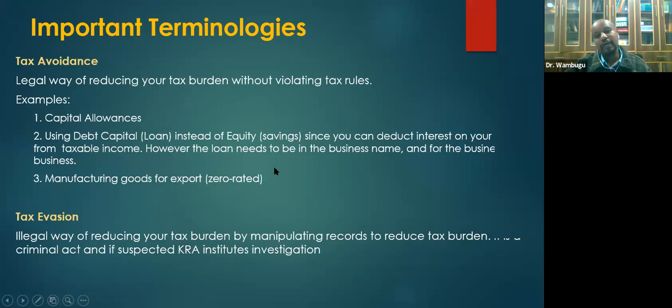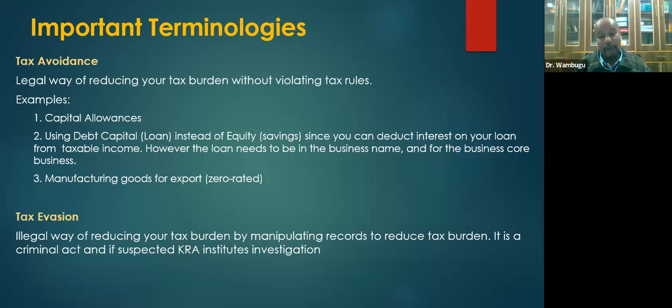So for example, if I go to the bank and borrow money from, let's say, KCB, the interest that I pay on that loan, I can claim it from the income that I generate from my practice. But you need to be very careful with that because the loan has to be in the business name. If it's a company, you borrow the money in the company's name. If your practice is a company and you borrow the money in your name and then give it to the company, which is your practice, your business can deduct the interest from its income.